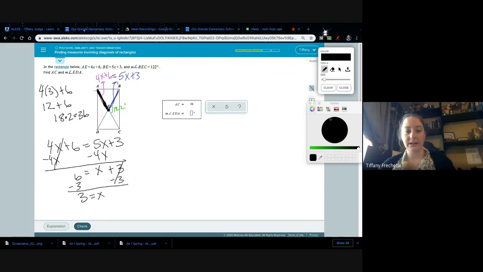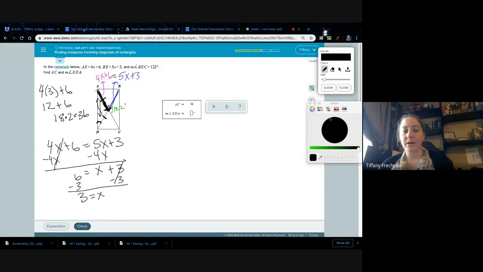Okay, so now I'm going to go to EDA. I want this angle right here. So we have to do a couple things. First, we have to remember they gave us this one angle, so we're going to have to use that angle because that's the only one they gave us. So we know vertical angles here. If this angle is 122, this angle here is 122. We also know we have an isosceles triangle every time we're dealing with a rectangle or square. So these two angles toward the angle A equal the same thing.